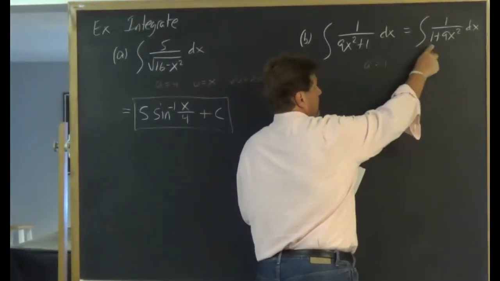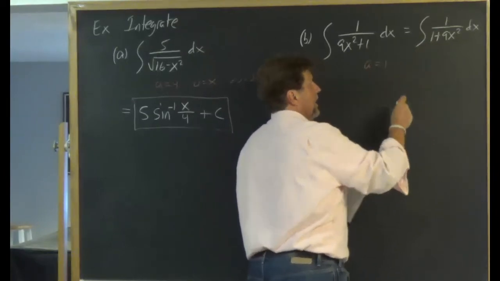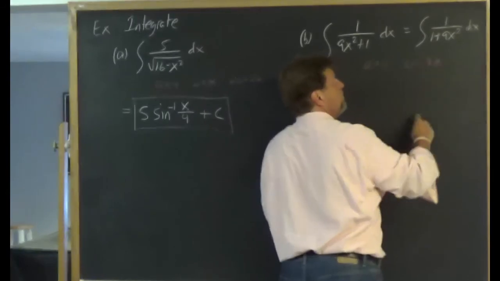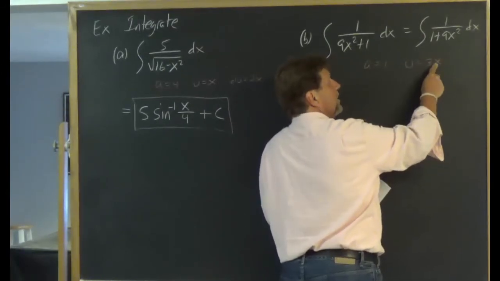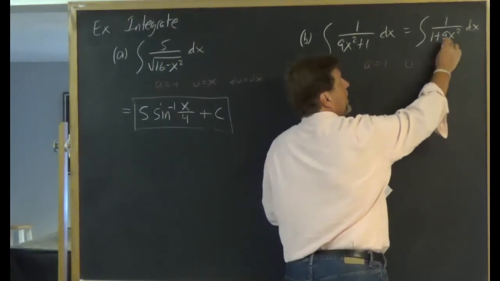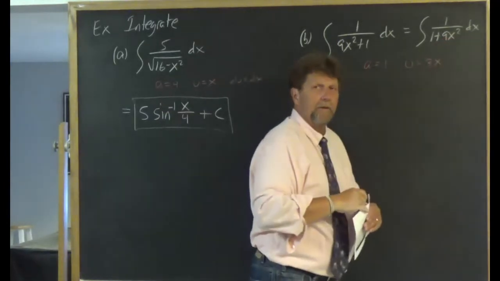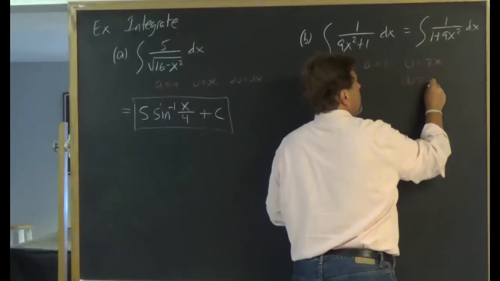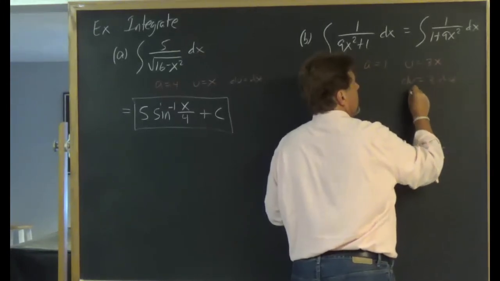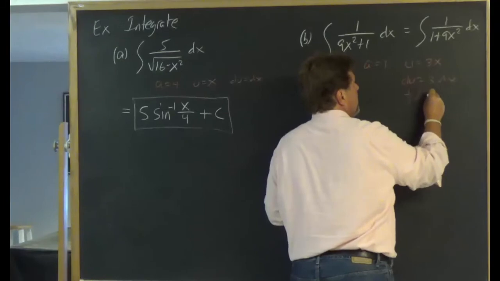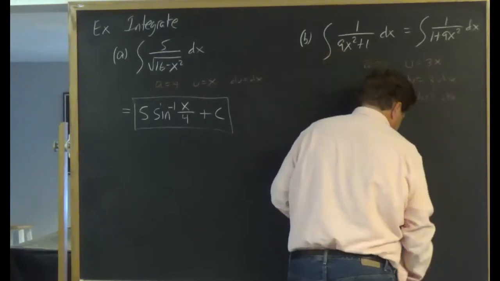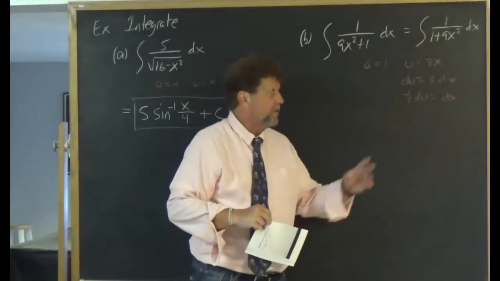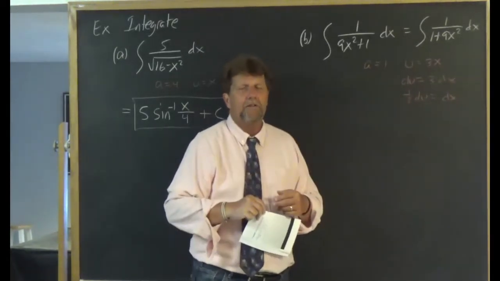A is 1, and 1 squared is 1. U is 3x, because that quantity squared is what gives me the 9x squared. Which means du is 3dx, or 1/3 du is dx. Now, folks, that's kind of important to know, because this 1/3 is going to be part of the antiderivative.